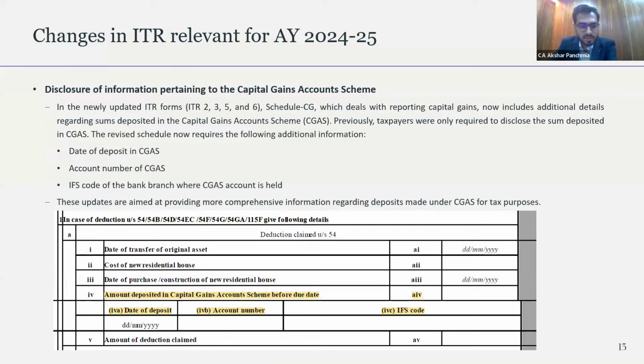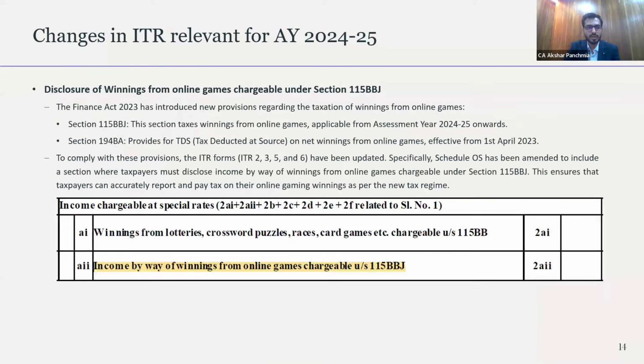Coming to the next one, this is an additional disclosure item which has come in for the capital gains account scheme, where the income tax department is now asking you to mention the date of deposit, the account number in which you have made such deposit, and the IFS code of the particular bank in which such account is held.